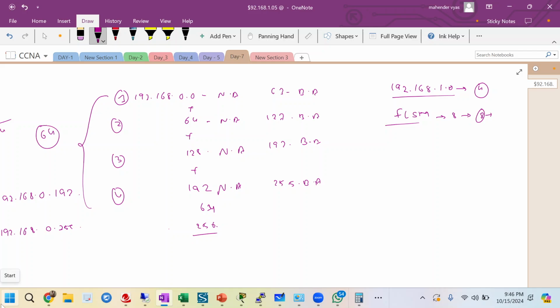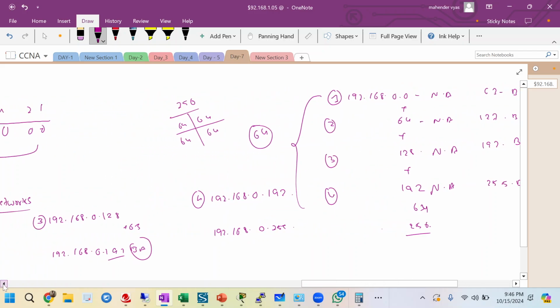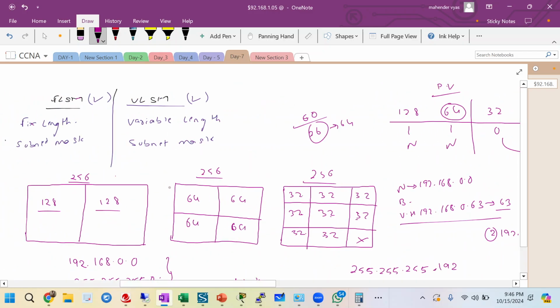Whereas VLSM and FLSM is same. Calculation wise, it is same, but the methods used are a little bit different. I'll come to VLSM now. Once you understand how calculation works, now let's jump into VLSM then.